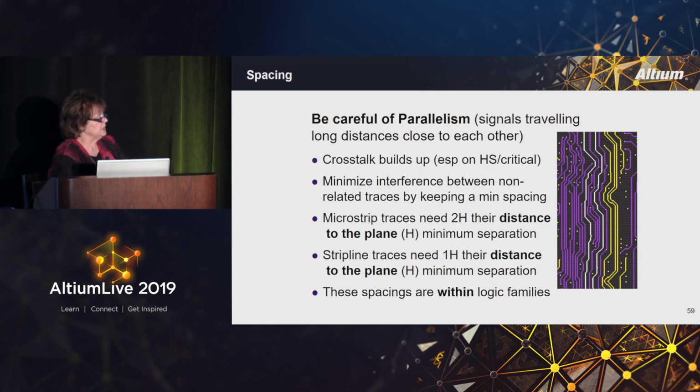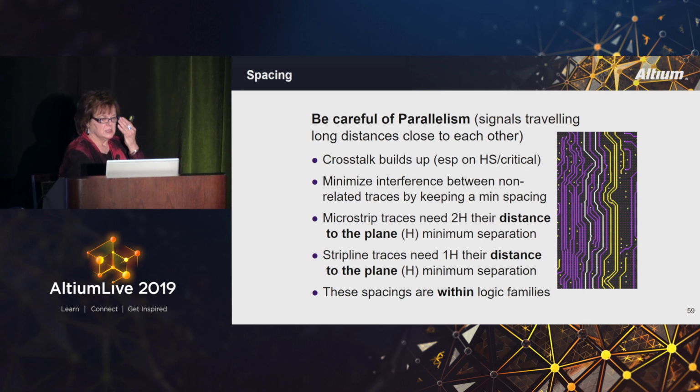Be careful of parallelism. The longer different buses are next to each other, the more they can interfere with each other. So it's a good idea on microstrip traces to have 2H, their distance to the plane. That means if they're 5 mil traces with 5 mils above the plane, then you would have them 5 mils and 10 mil spacing. How will we ever route a board with 5 mils and 10 mil spacing? Route the signals on internal layers where you can get them at 1H, and that is also another good reason to put the signals on inner layers.